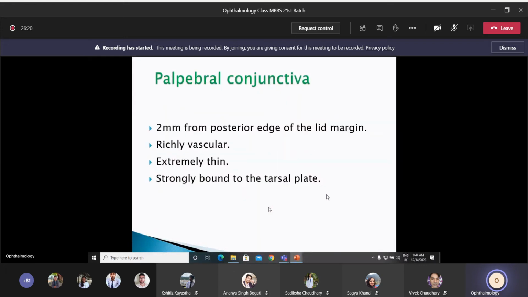Now the palpebral conjunctiva starts from about 2 millimeters from the posterior edge of the lid margin, and it is richly vascular. A lot of blood vessels are there, and it is extremely thin and strongly bound to the tarsal plate. Underneath it is the tarsal plate, so it is strongly bound there. So for the palpebral conjunctiva, you have to remember it is vascular, extremely thin and strongly bound to the tarsal plate.